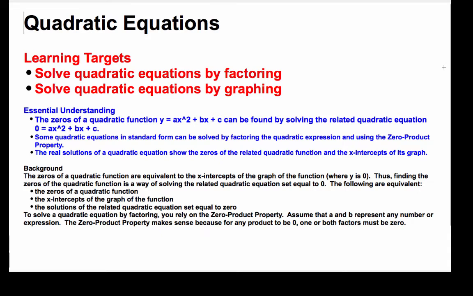To solve a quadratic equation by factoring, you rely on the zero product property. Assume that a and b represent any number or expression. The zero product property makes sense. For any product to be 0, one or both factors must be 0.